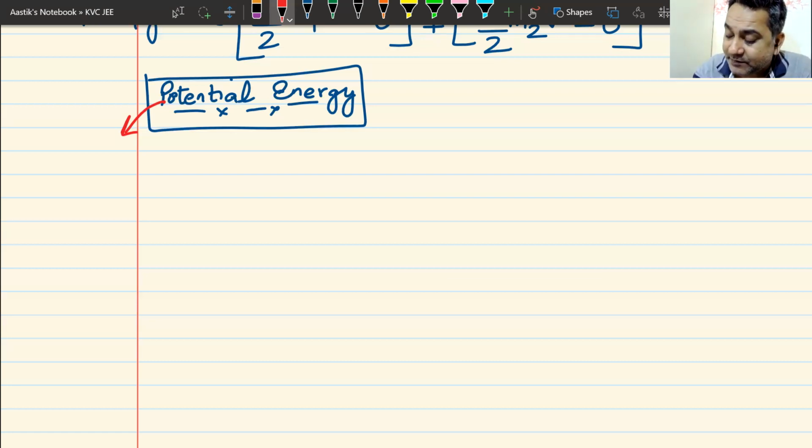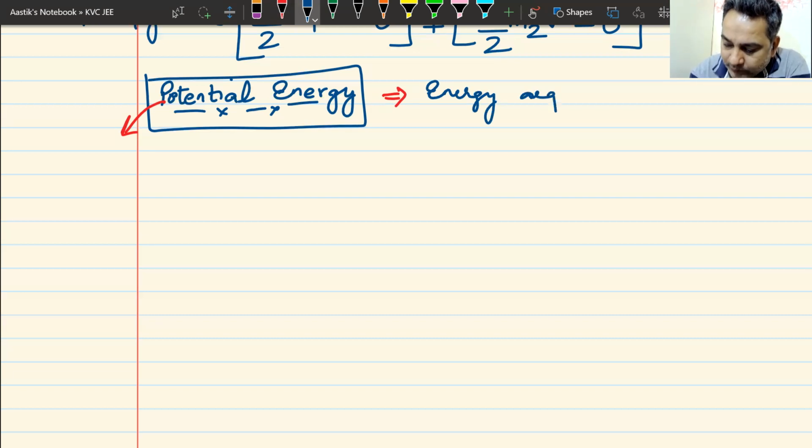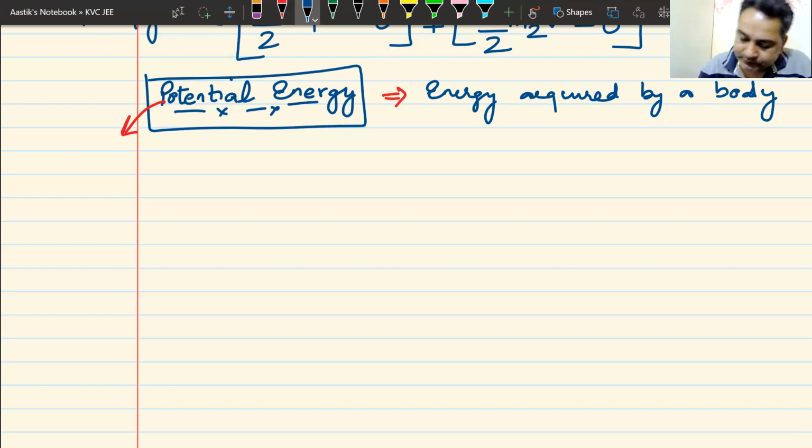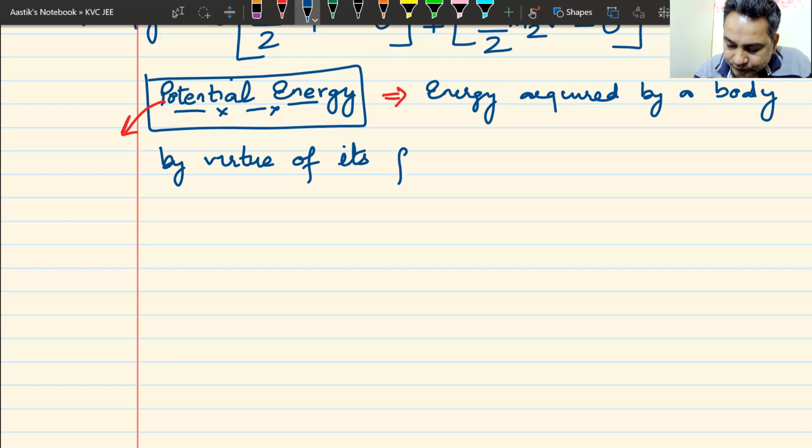So in short, what we can write about potential energy is: energy acquired by a body by virtue of its position.